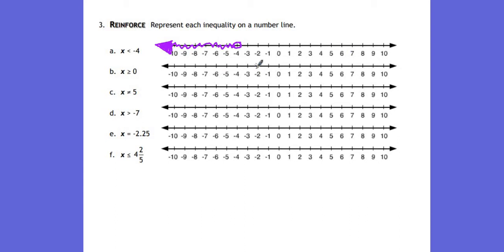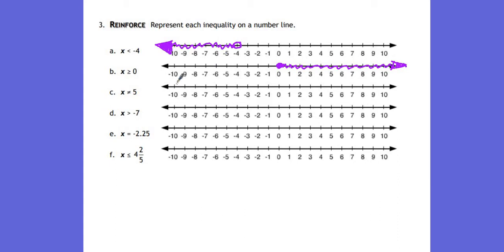Then B, open or closed circle? Closed. I need numbers greater than 0, so is that to the right or to the left? Right. To the right of the point. I can test this. Is 5 greater than or equal to 0? True. Is -5 greater than or equal to 0? False, that's why it's not shaded.